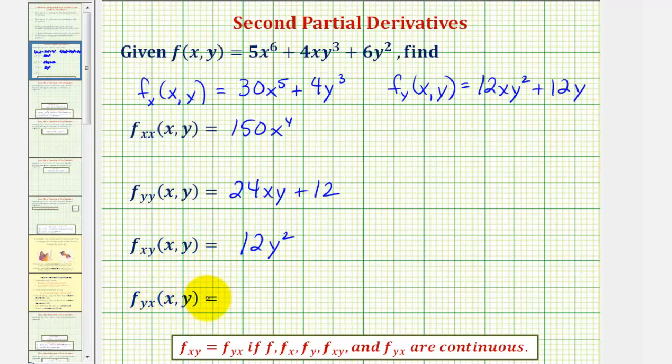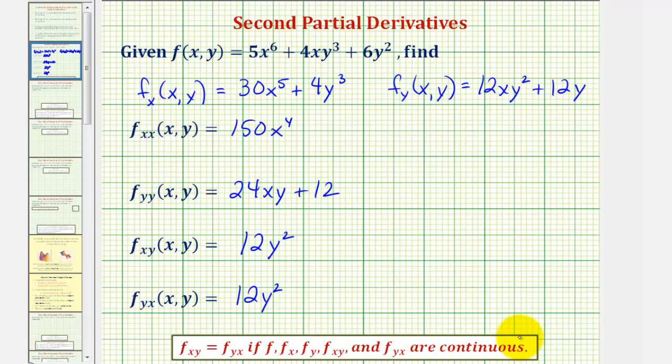For the next mixed partial derivative, we would differentiate f with respect to y first, and then x, which means we'll find the partial derivative of this partial derivative now with respect to x. So the derivative of 12x y to the 2nd with respect to x would be 12y squared. And the derivative of 12y with respect to x would be 0. And notice how these two mixed partial derivatives are equal, and this will be true as long as f and the first partial and second partial derivatives are continuous.